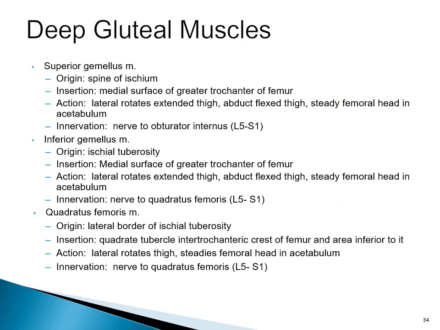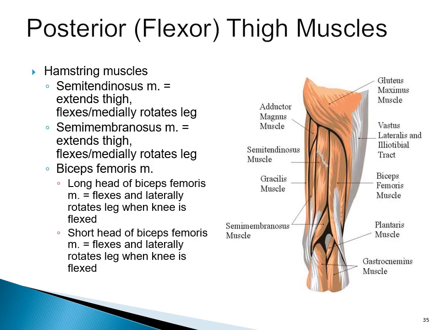The deep gluteal muscles are the superior gemellus muscle, inferior gemellus muscle, and quadratus femoris muscle. The hamstring muscles are the semitendinosus muscle, semimembranosus muscle, and biceps femoris, which has a long head and a short head.